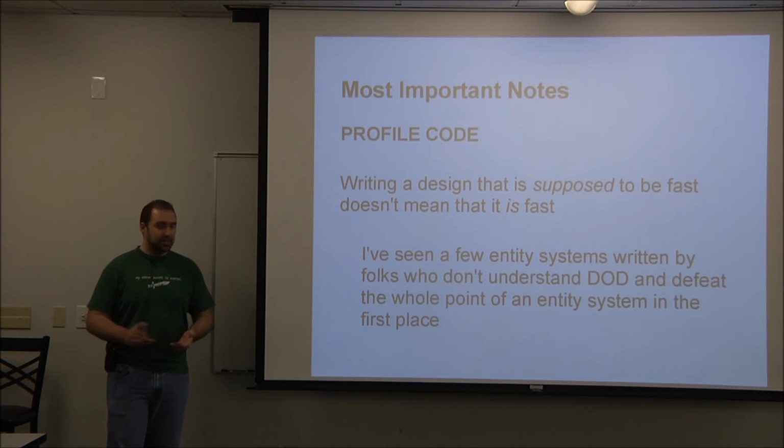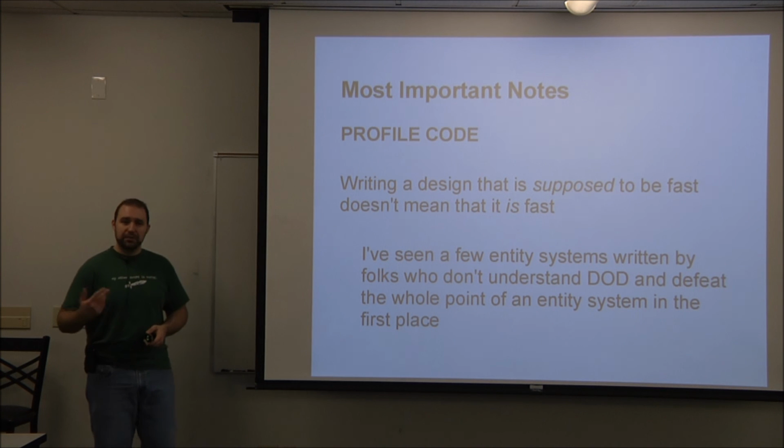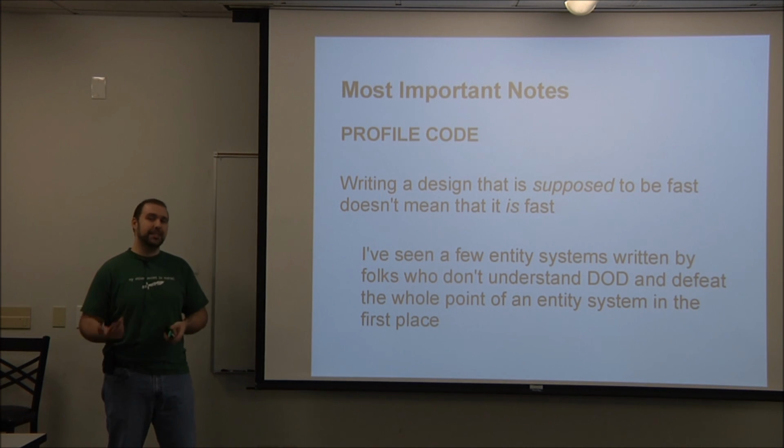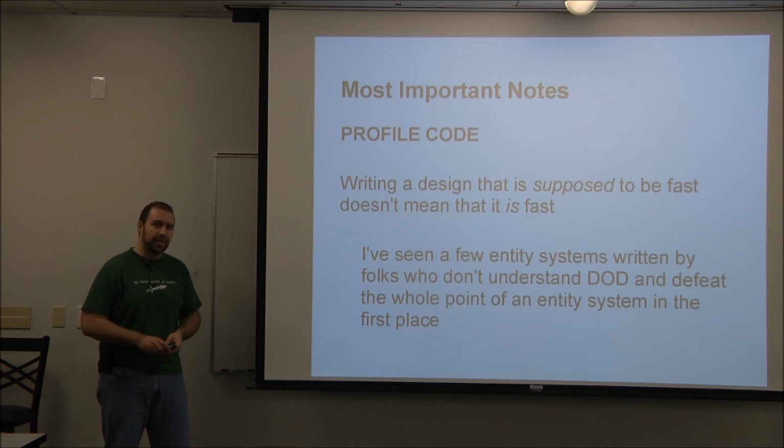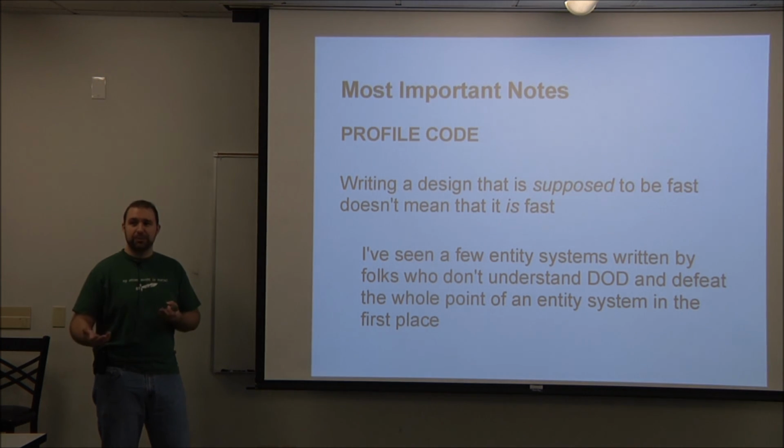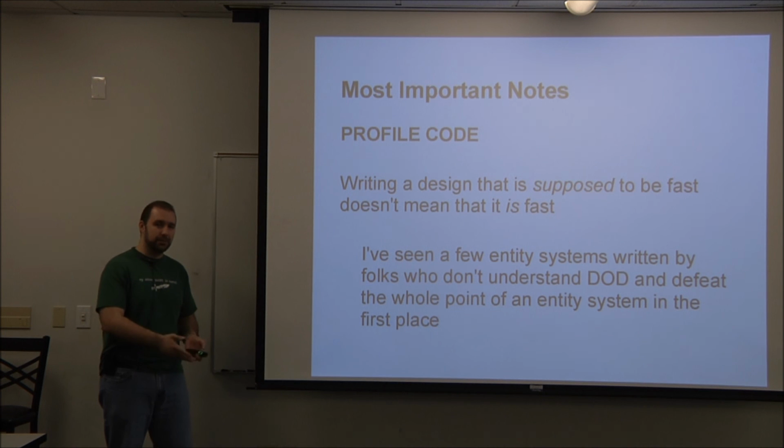So a couple notes, just finishing things up here. Most importantly, profile code. I've seen more than a few entity systems in particular. People have written these without really understanding what data-oriented design is, or what the purpose of an entity system was supposed to be. And they actually just made these really bad entity systems that were still having objects strewn all over memory. And they had the manage part, so the system manages all the components of its right type.